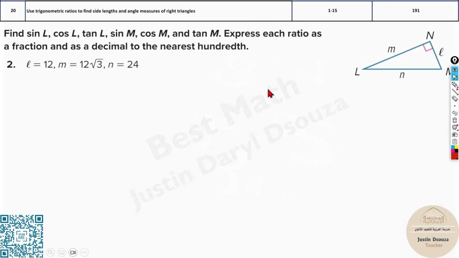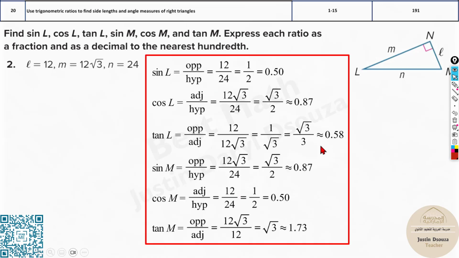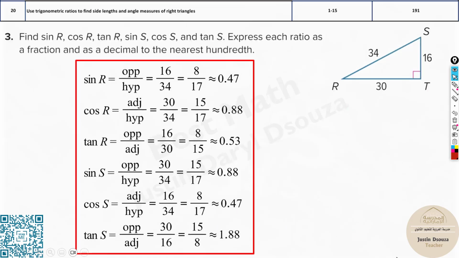Please try these by yourselves. They are nothing much. Just use the trigonometric ratios and you will get the answers. Same over here. Over here as well. There's not much difference in this. It's just which angle you're considering.